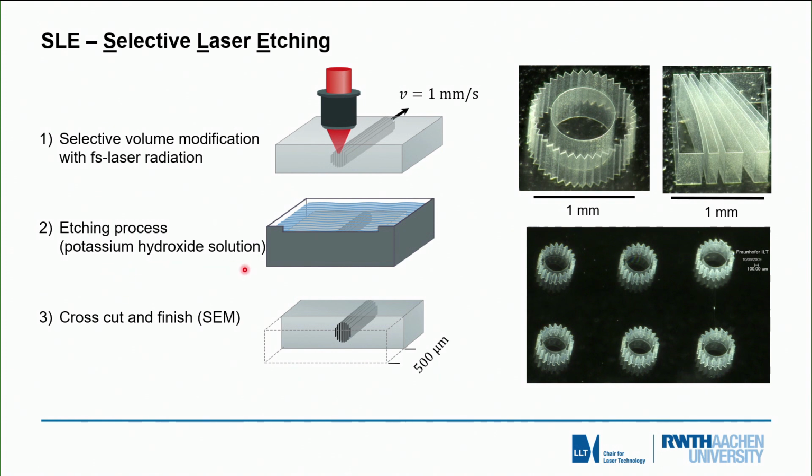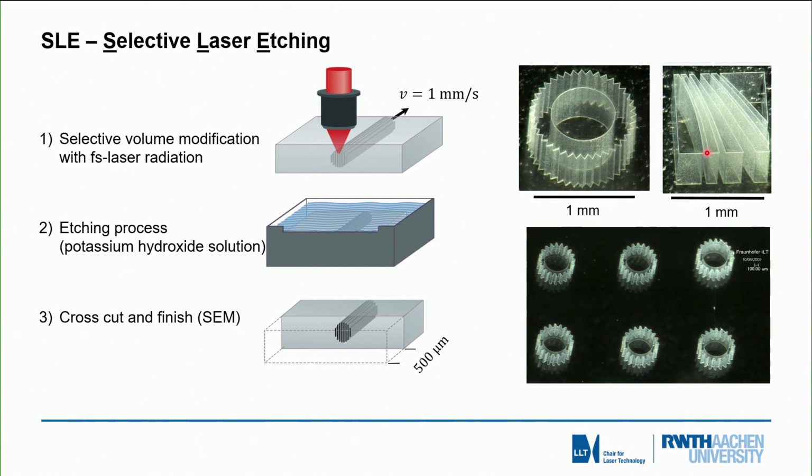This potassium hydroxide solution doesn't harm anything, so it is very environment friendly. And as a result, we get extremely precise structures which we can etch out of transparent media, again with these multiphoton absorption or nonlinear absorption processes in glass. You see some examples here, some gear or some mock-up geometries. So aspect ratios up to 1000 can be achieved, cutting curve widths of about 1 micrometer, so extreme precision in glass with selective laser etching.